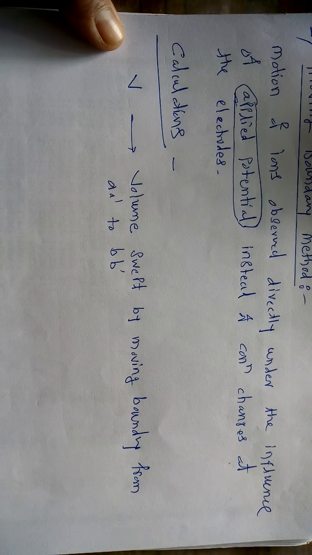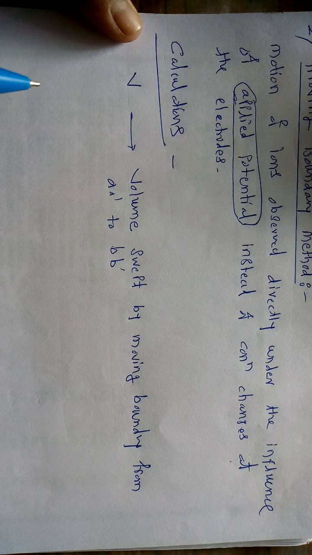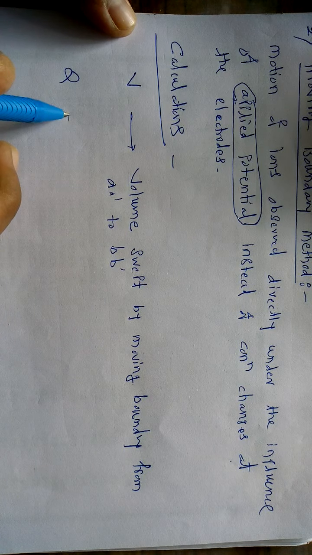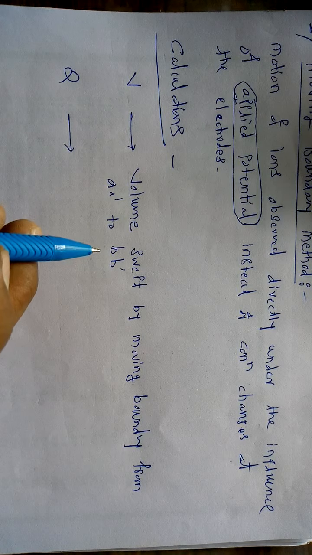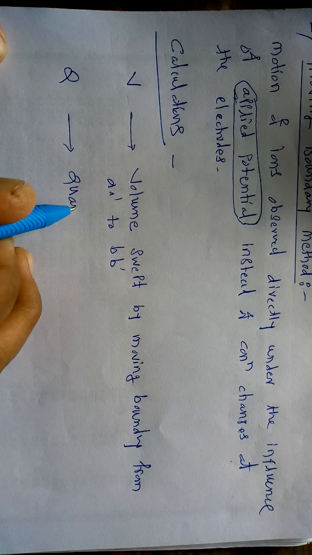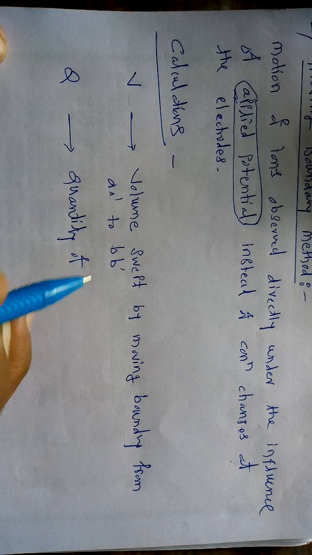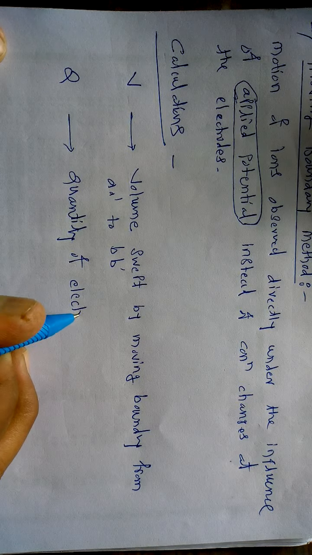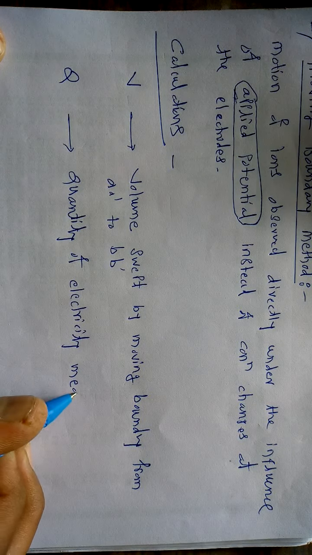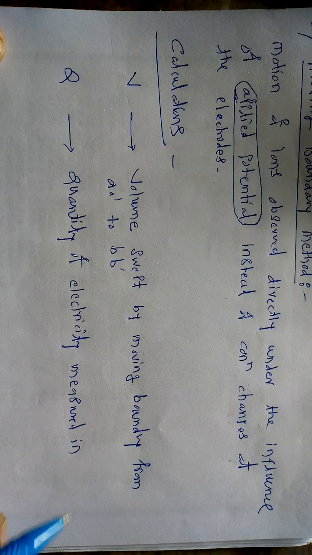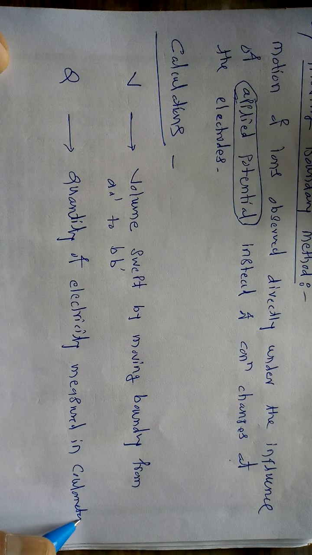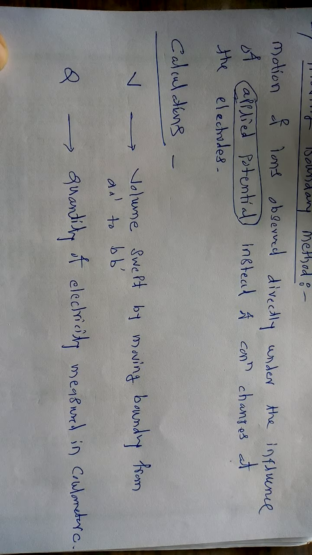After that, we have to take into consideration the quantity of electricity. This Q is called the quantity of electricity, measured in coulombs. So this is the second parameter we have to take into consideration.